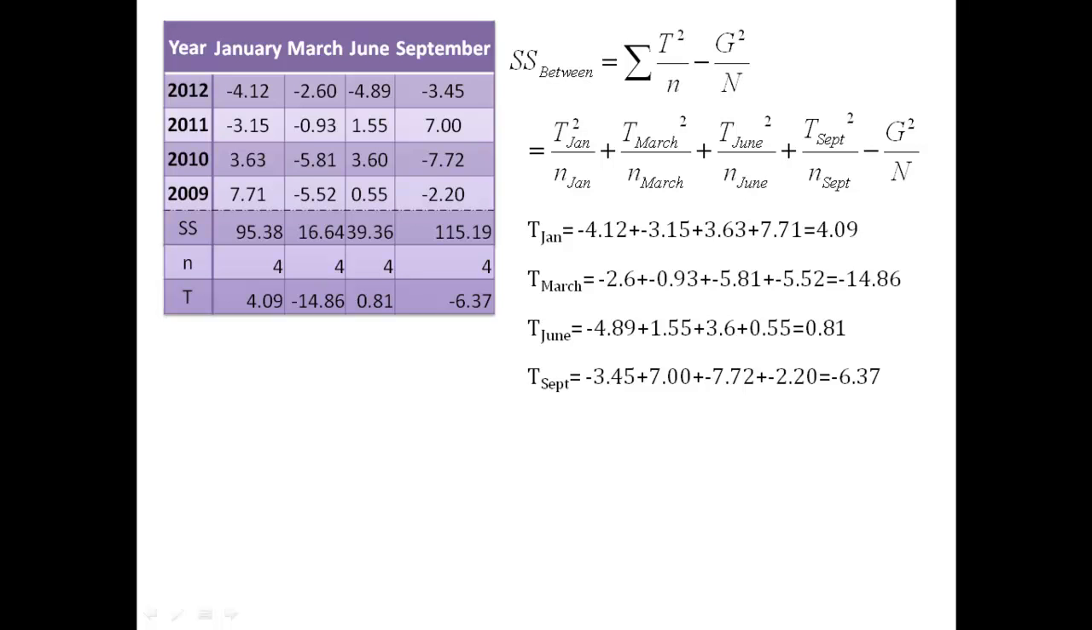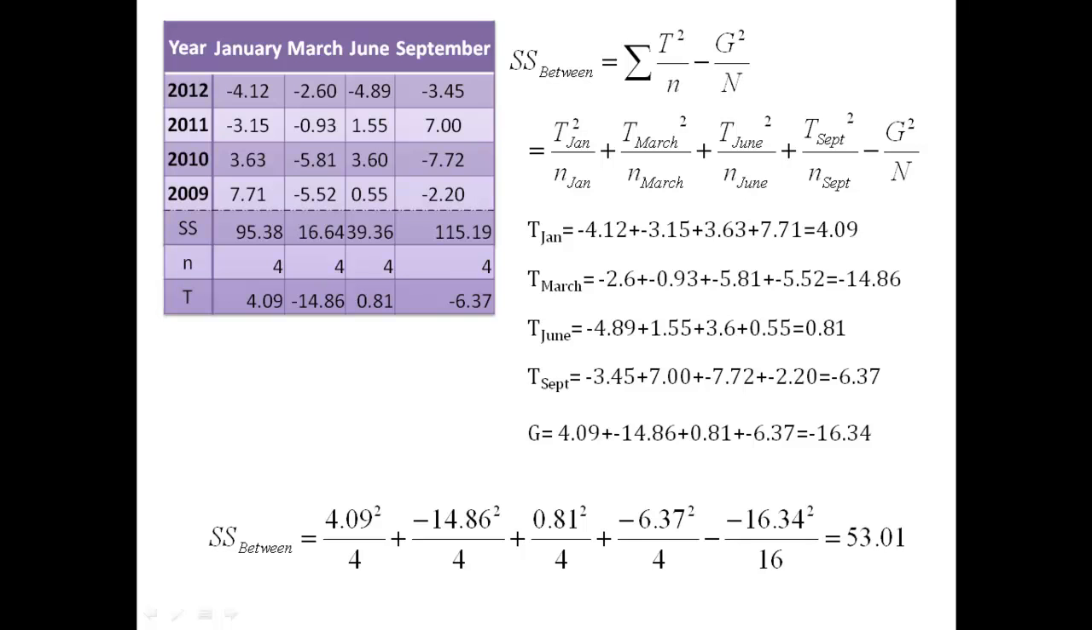So this is what it looks like when you actually go through and calculate all the T's, and I filled in the table so you can see that the T's are just totaling down each column. Once you have the T's, you can calculate G very easily. So now we have all of our T's and our G's, we know the N's, and we can calculate the sum of squares between. And that looks like this for this data set.